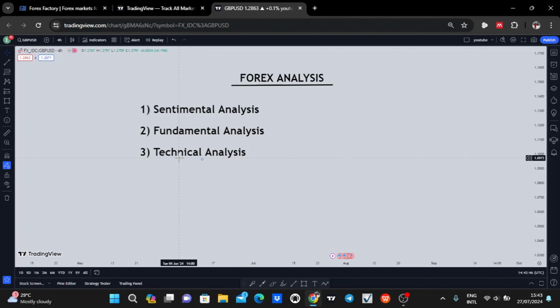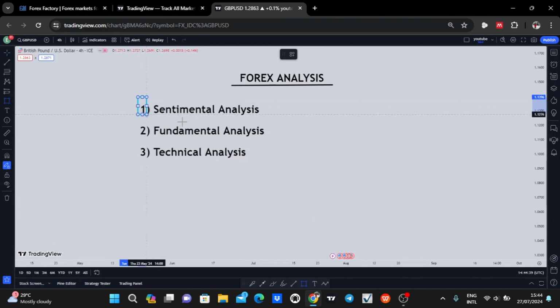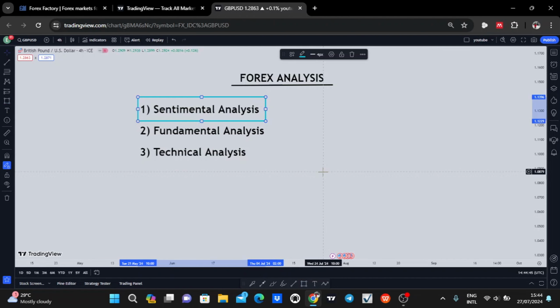Now first, sentimental analysis. In this type of forex analysis, the sentimental traders try to understand the overall mood or sentiment of the markets. They do so by monitoring what the big players in the forex market are doing. Either they are buying or selling at that particular point in time.